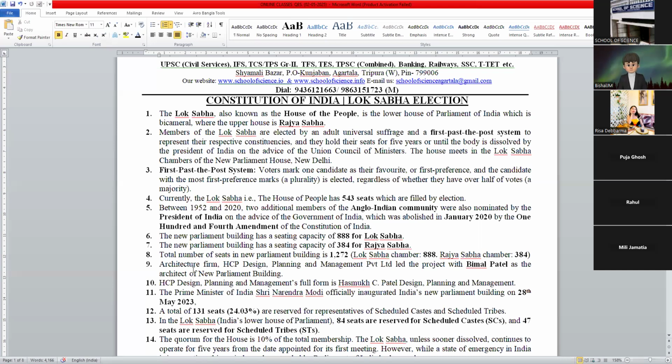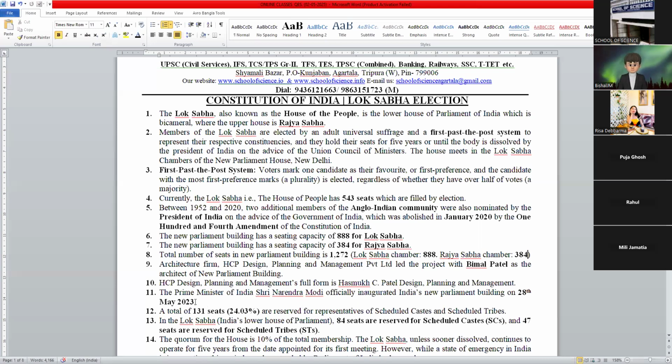Now, point number 9. Architecture firm HCP Design Planning and Management Private Limited led the project with Bimal Patel as the architect of new Parliament building. This is very important. Bimal Patel as the architect of new Parliament building. Point number 10. HCP Design Planning and Management. Full form is Hasmukh C. Patel Design Planning and Management.